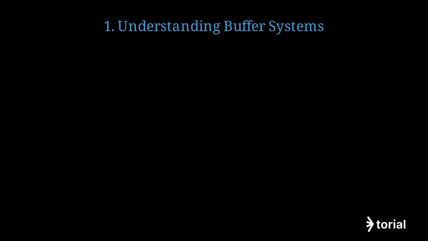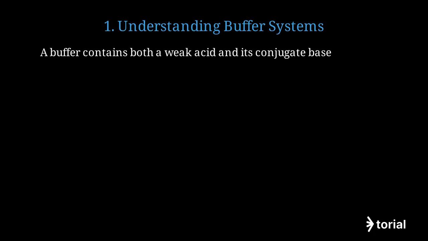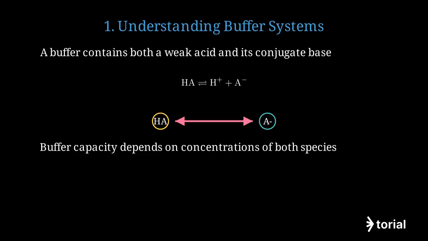First, let's understand what makes a buffer work and why it resists pH changes. A buffer solution contains both a weak acid and its conjugate base in significant amounts. The weak acid HA is in equilibrium with hydrogen ions and its conjugate base A-. These two species work together in equilibrium, with the acid donating protons and the base accepting them. The buffer's ability to resist pH change depends on having enough of both the acid and base forms.